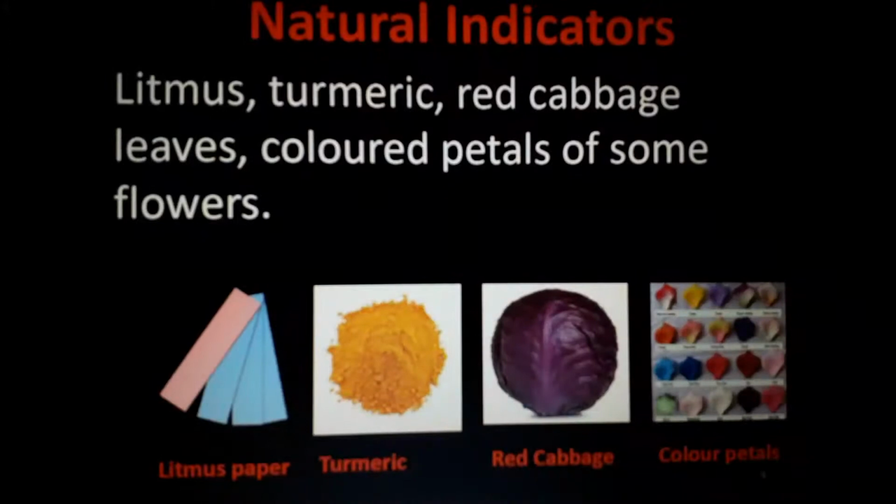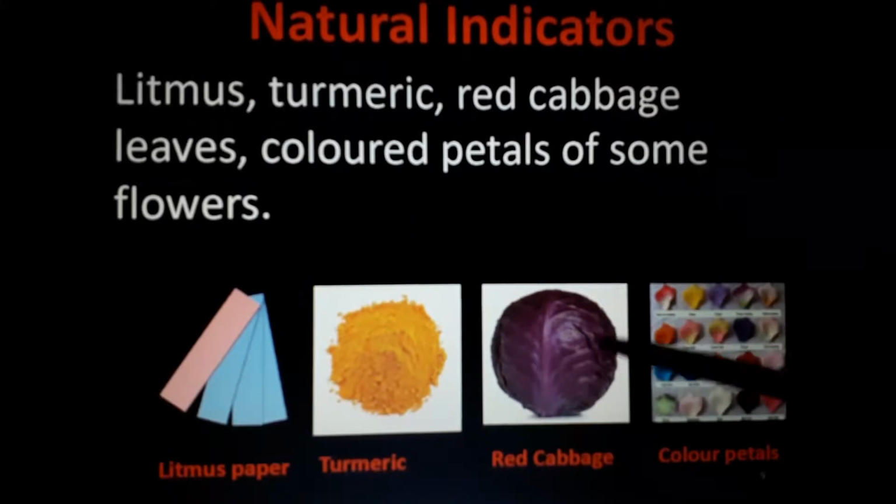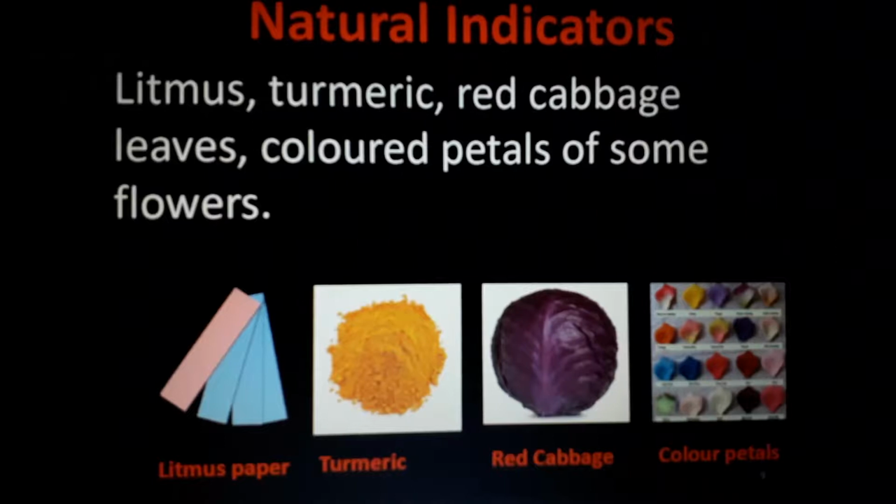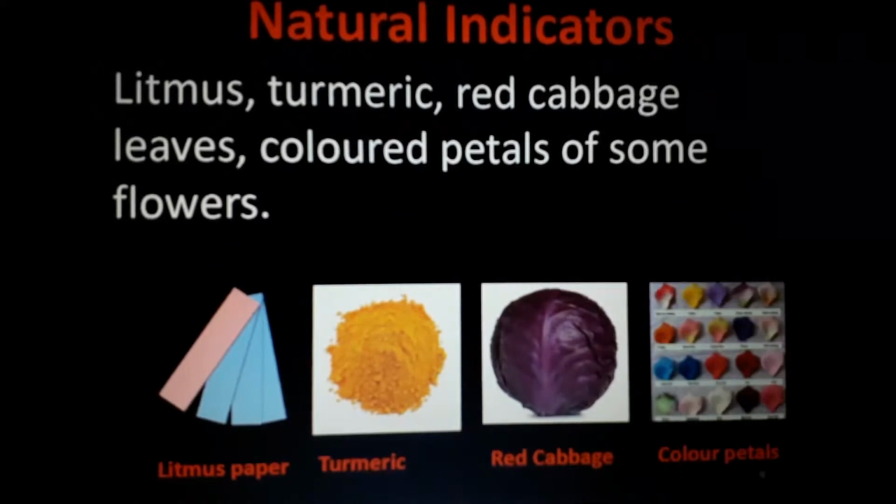Come on, next. Natural indicators are there. For example, litmus paper we already know. We can make litmus paper at home also. Red cabbage, have you seen this red cabbage? This is a very good indicator. Just boil this red cabbage in water and dip one white paper into this red cabbage solution. Automatically it will become litmus paper. Anyway, leave it. We don't want to do all those things. Colored petals, the petals of flowers, are also natural indicators. They will also change color if we add them into solutions. Turmeric also, you know.